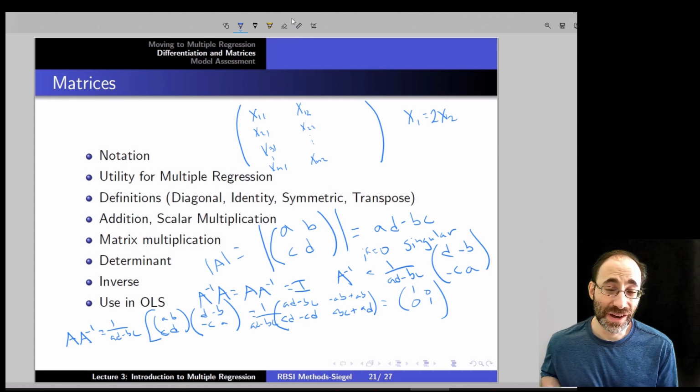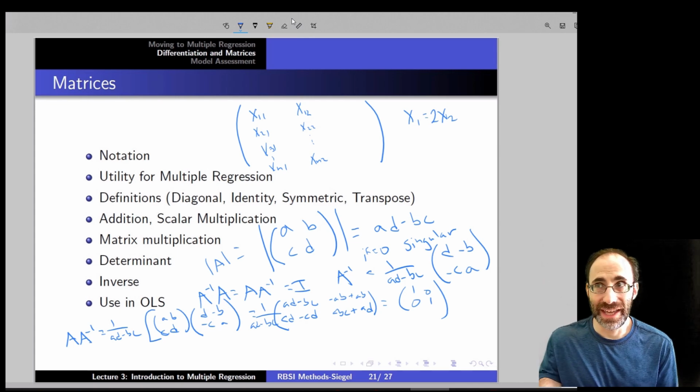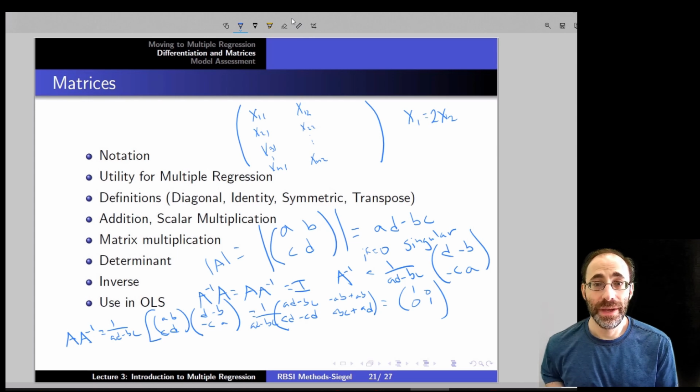But again, by and large, you're not going to be calculating any of this stuff yourself. I shouldn't say again, I've said it before. By and large, you're never going to be calculating this stuff yourself. You're going to be using computers to do most of the stuff for you, but it's useful to know what they're doing. So those are inverses and determinants.